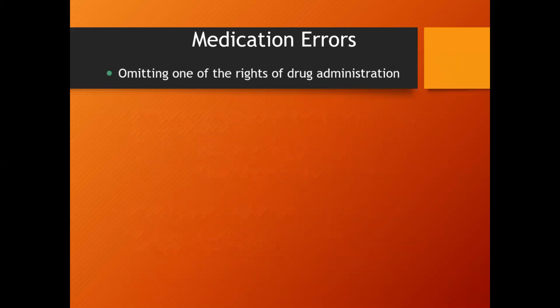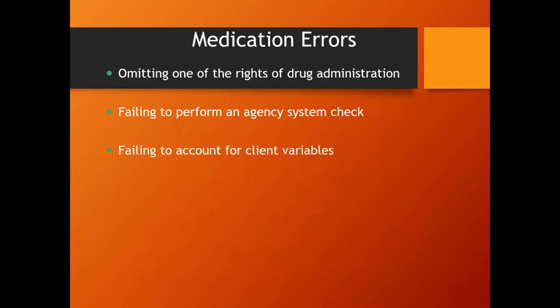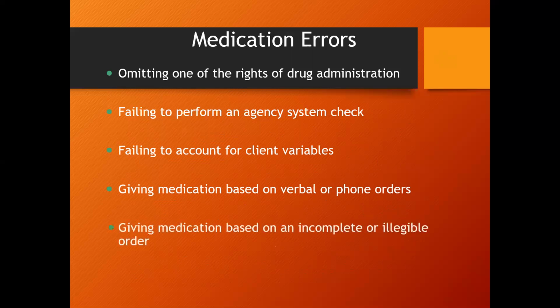Medication errors include omitting one of the rights of drug administration, so PM DIRT. Make sure you look at these 3 times before giving the meds. Failing to perform an agency system check, like using the scanning system, 3 checks, 5 rights. Failing to account for client variables, so look at age, gender, vitals, assessment. Giving medication based on verbal or phone orders. Did you verify that you have the correct medication? You can't just take the order and run with it. Giving the medication based on an incomplete or illegible order.